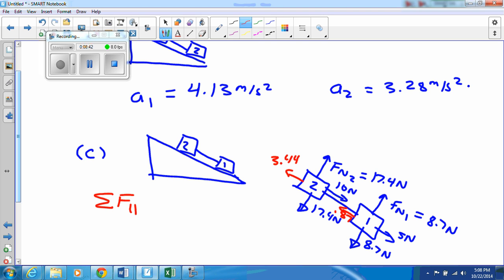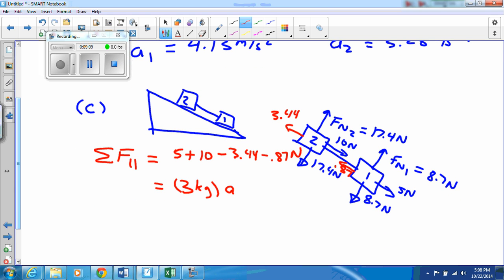We're going to treat the whole thing as one single object. We're going to add up all of the forces in the parallel direction. That's going to be 5 newtons pulling down the plane, plus 10 newtons, minus 3.44 newtons of friction, minus another 0.87 newtons of friction. And all of that is equal to 3 kilograms, the combined mass of the system, times the acceleration.